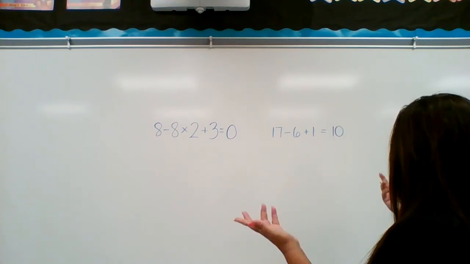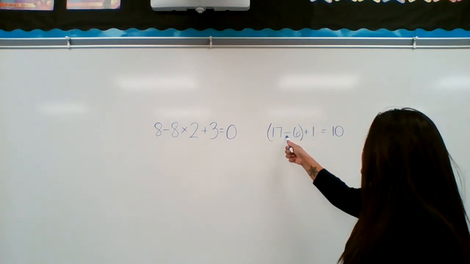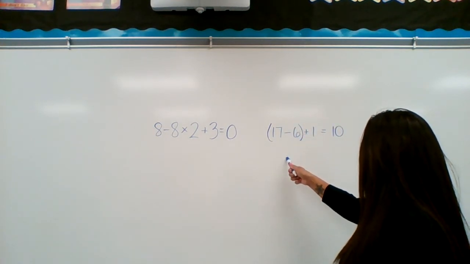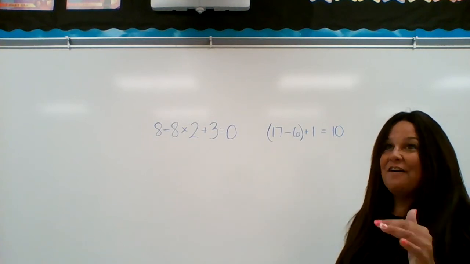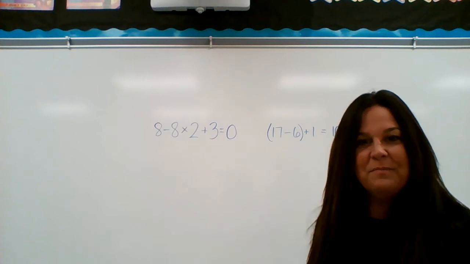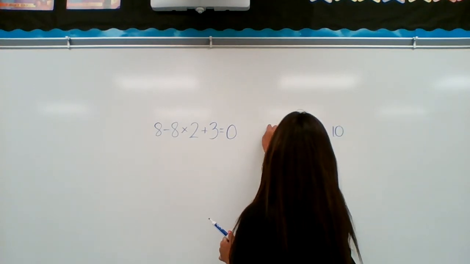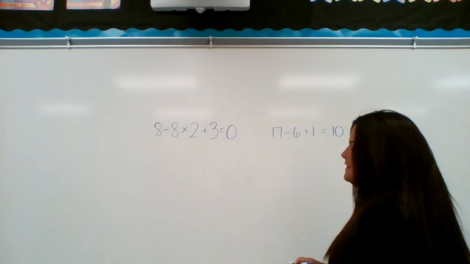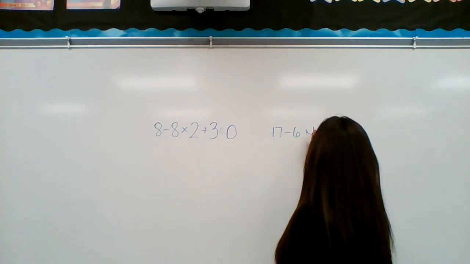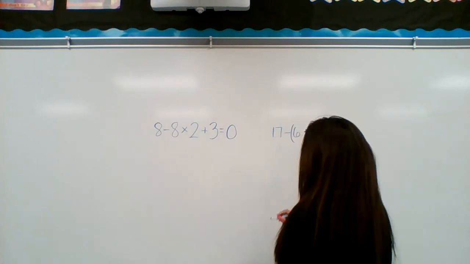So I'm going to just start right here and see what happens when I put the parentheses here. So 17 minus 6 is 11, 11 plus 1. Wait a minute. That's definitely not going to work. So let me try my parentheses somewhere else. I'm going to go ahead and take them off of here. And let's just see what happens if I put the parentheses around the 6 plus 1. Let's see what happens then when I go to solve this.